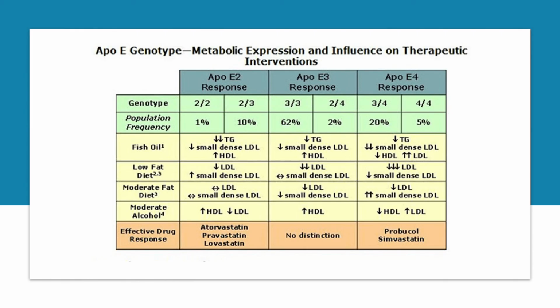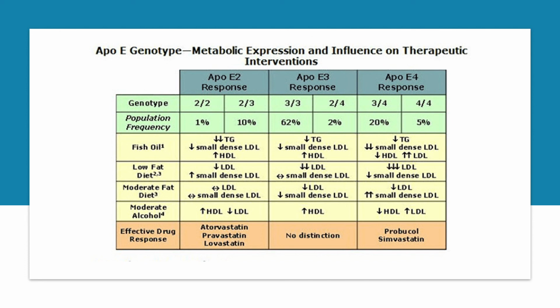Now, the next slide is the same thing: it looks at the genotype, the metabolic expression, and what therapeutic interventions. So fish oil, for someone that has an E4, will lower the triglycerides, but not as much as maybe an E2 responder, right? A low-fat diet: compare the E2, which has one arrow going down, to E3, which has two going down, and E4, all three arrows going down.